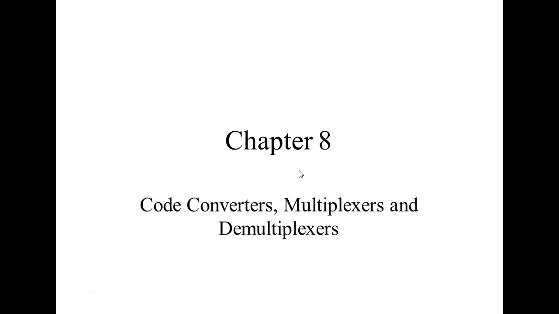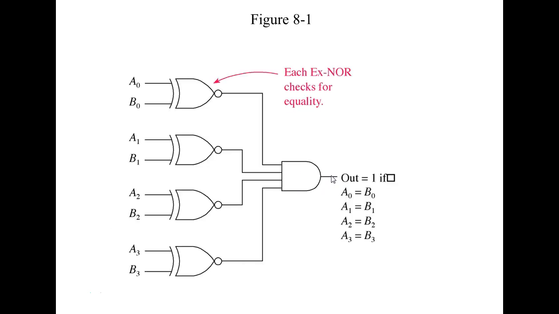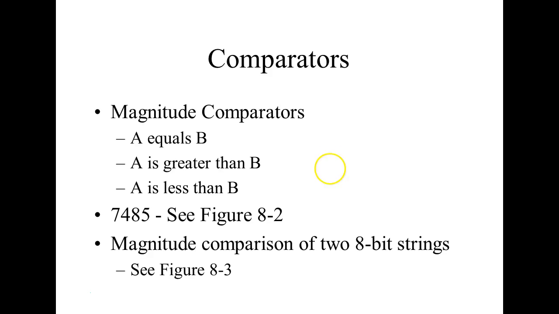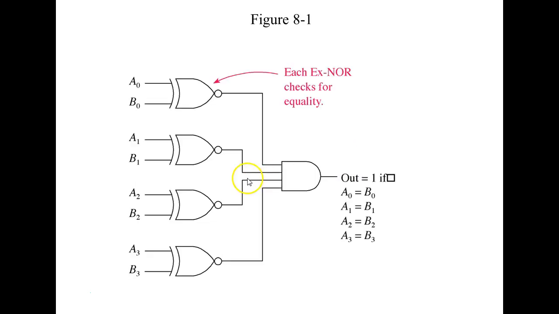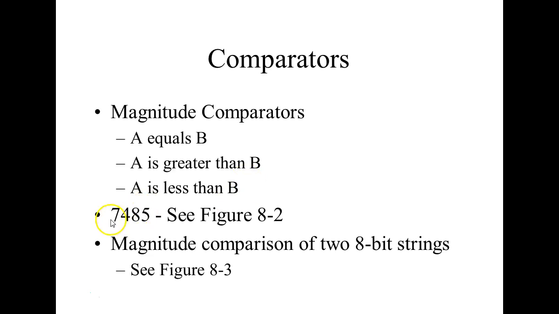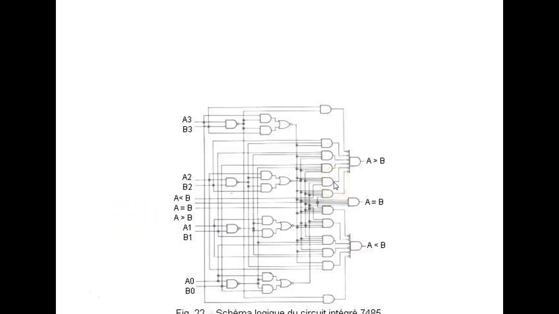Comparators. So we looked at exclusive ORs and exclusive NORs, and that's basically what a comparator is. The comparator that we were looking at was a magnitude comparator called the 7485. And this is the actual makeup of the 7485. So this is one of our exclusive gates right here. We're going to go back and look at them.